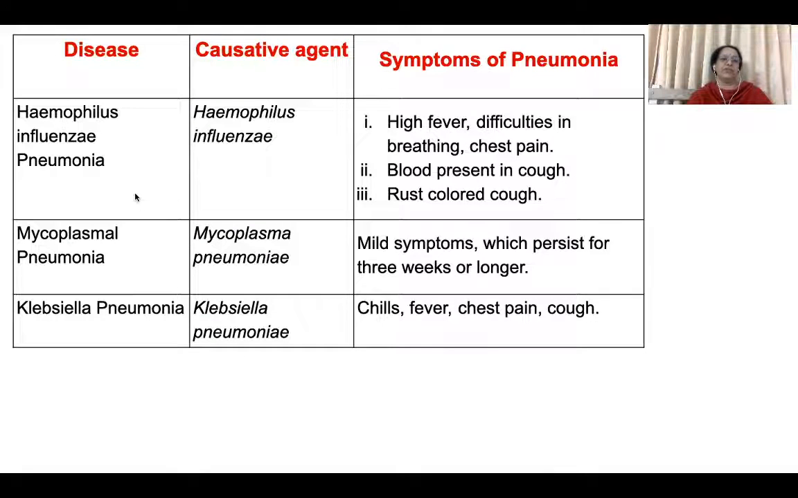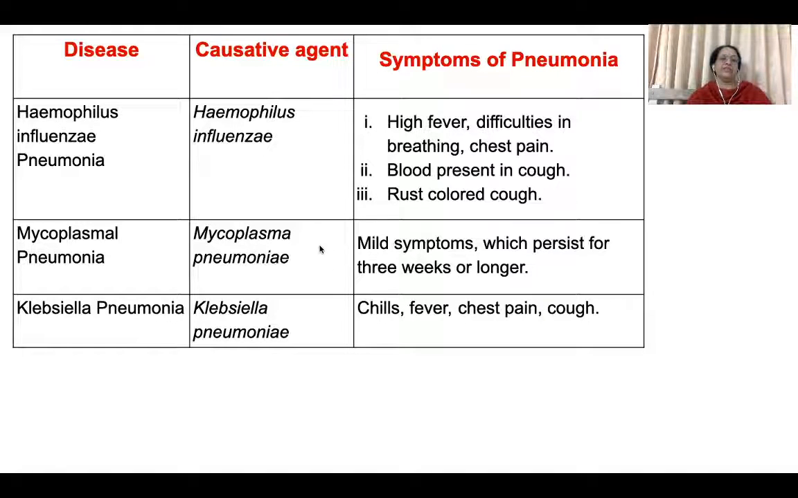Second is pneumonia by Haemophilus influenzae. Haemophilus influenzae pneumonia is the name for the disease by this organism, and again typical symptoms of pneumonia: high grade fever, difficulty in breathing, chest pain, as well as the presence of blood in the cough of the patient.